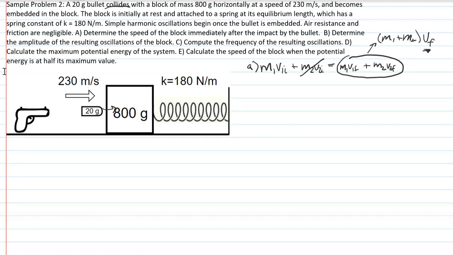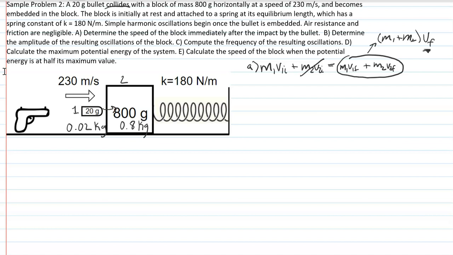I can also get rid of this term because the initial speed of the block is 0. So I'm calling this mass 1 and that mass 2. Notice that these are in grams, so I want to convert to kilograms. I'll definitely need it to be in kilograms later when I get to energy, so I might as well do it now. To convert to kilograms, you divide by 1,000. 20 divided by 1,000 gets you 0.02 kilograms, and 800 divided by 1,000 gets you 0.8 kilograms.